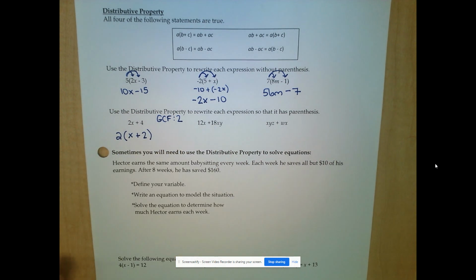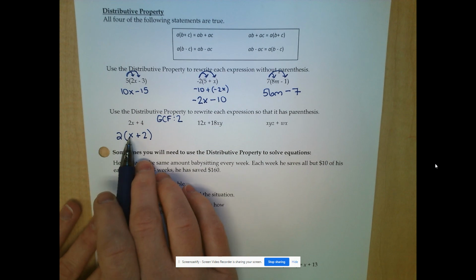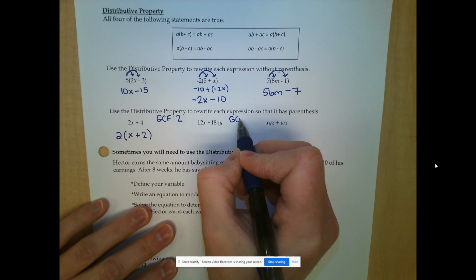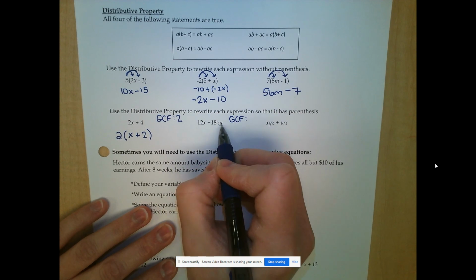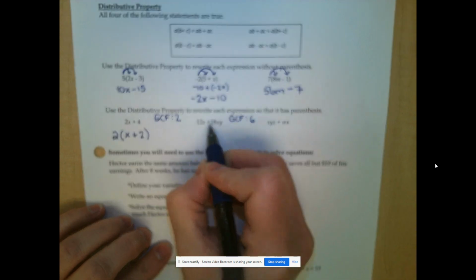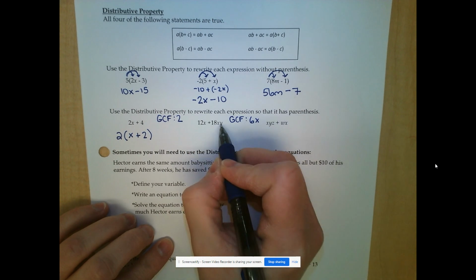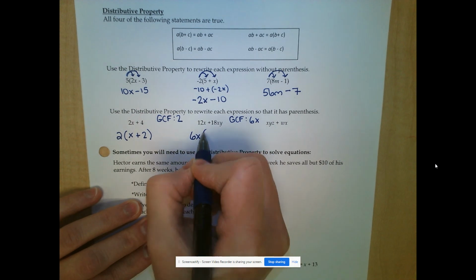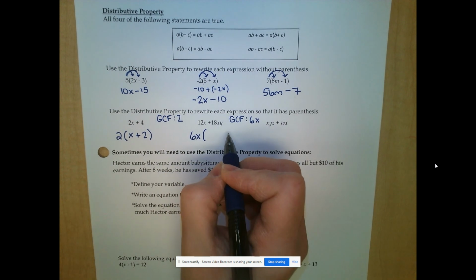Don't forget you can check your answer. 2 times x is 2x. 2 times 4 is 4. Here, the greatest common factor for 12x and 18xy, 12 and 18 are both divisible by 6. They both have an x in common, but they do not both have a y. So if I divide both of them by 6x, whatever is left over would stay in the parentheses.